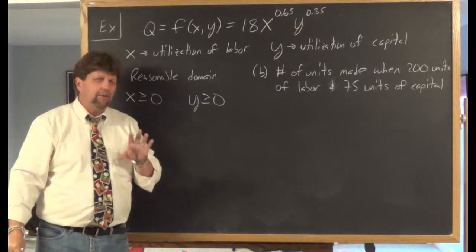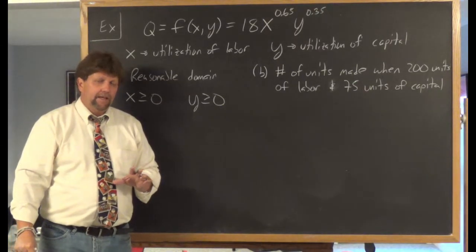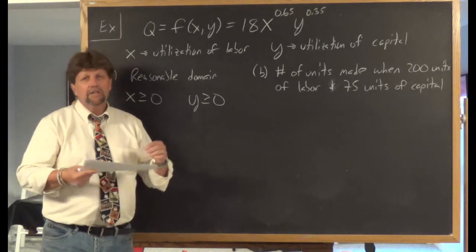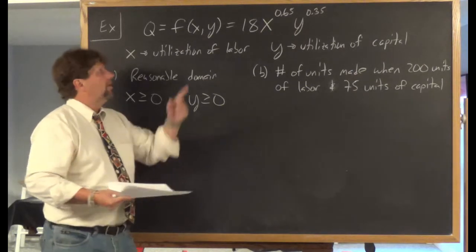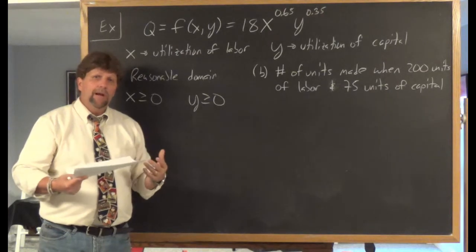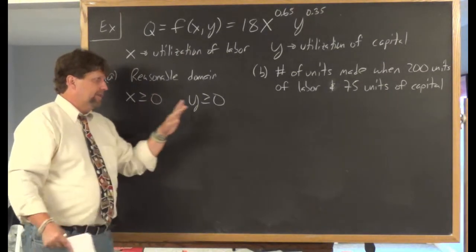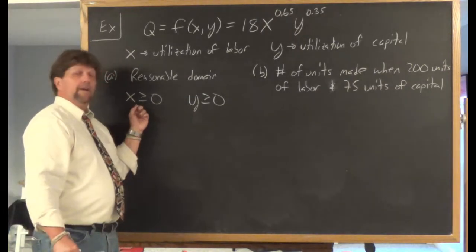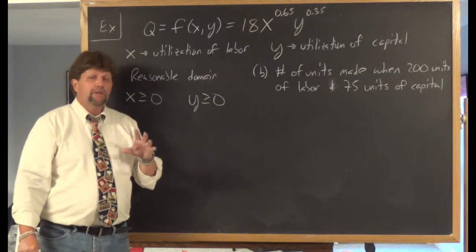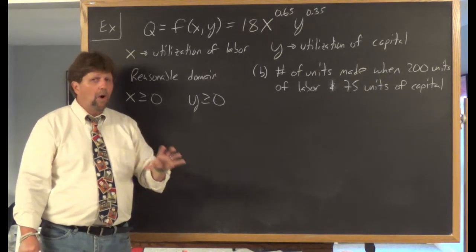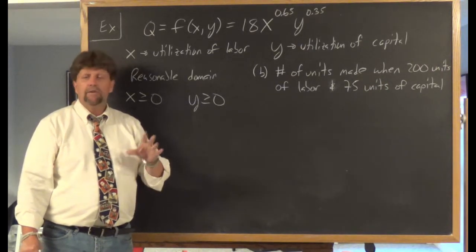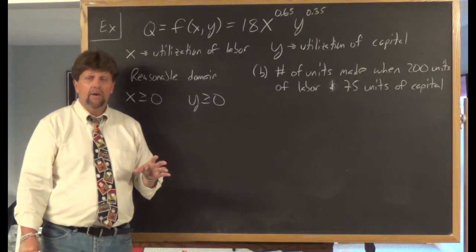Now I'd like you to know what this means graphically. Remember, when we're talking about these functions of several variables, we have an x-axis, a y-axis, and a z-axis, or here it would be the Q-axis. So there are 3 axes here. What I would like you to know is that when x is greater than or equal to 0 and y is greater than or equal to 0, you're restricted to looking at what's happening in quadrant 1. Quadrant 1 is where x is greater than or equal to 0 and y is greater than or equal to 0.